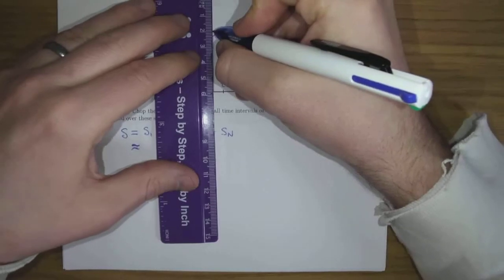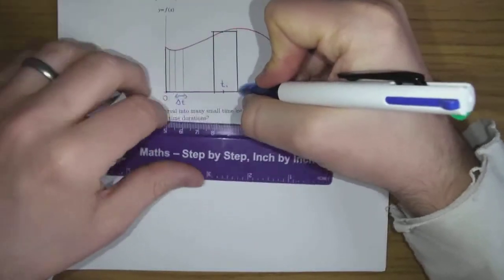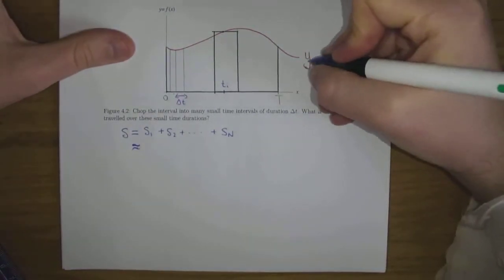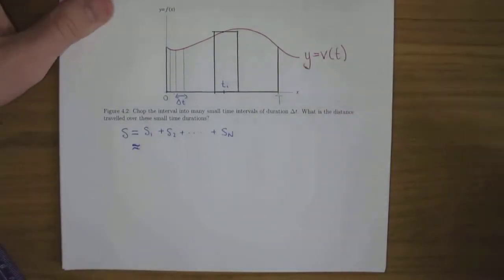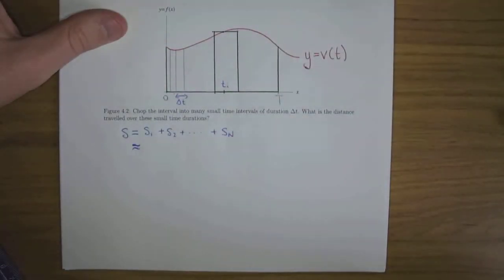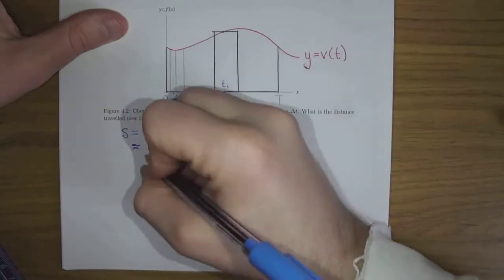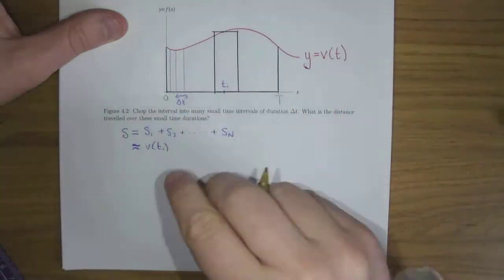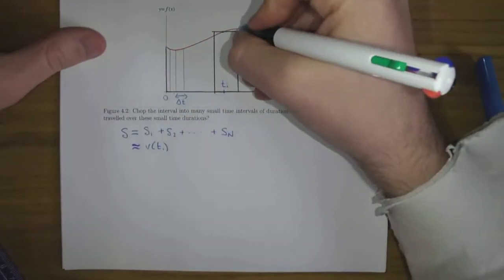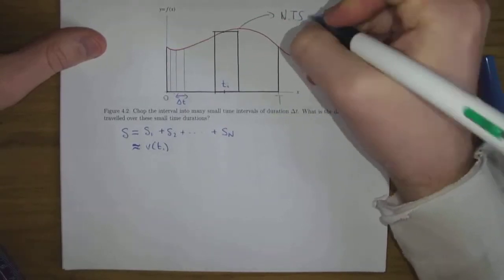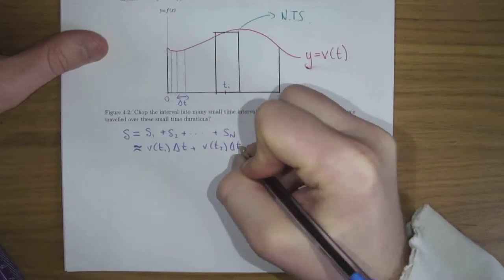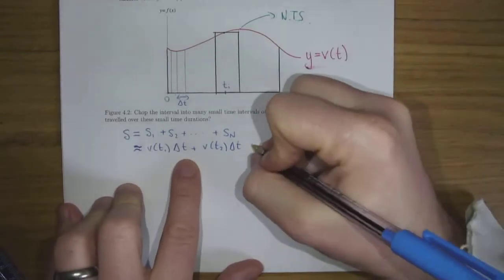So we're going to assume that the velocity is actually constant over one of these little time periods, and that this is not y equals f of x, this is y equals the velocity as a function of time. So you're going to do velocity at time 1 times delta t, plus velocity at time 2 times delta t. Remember this is not to scale. So distance is approximately velocity by time, plus plus plus.